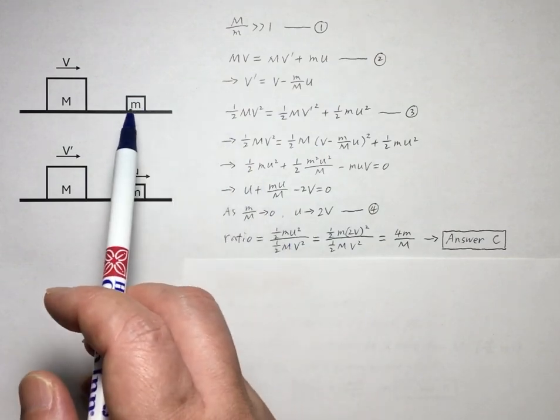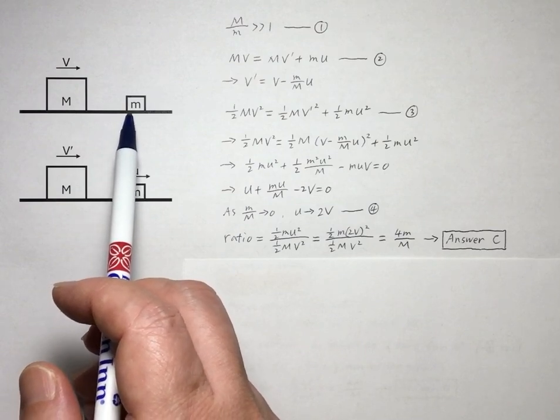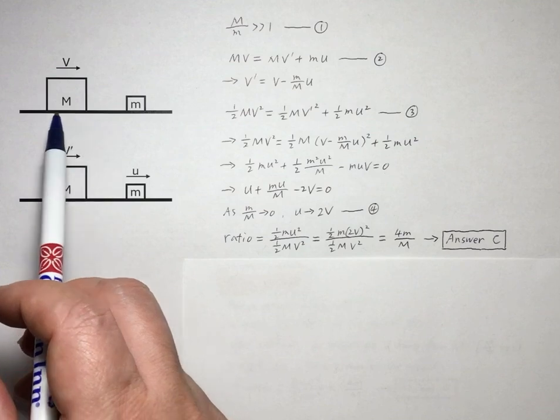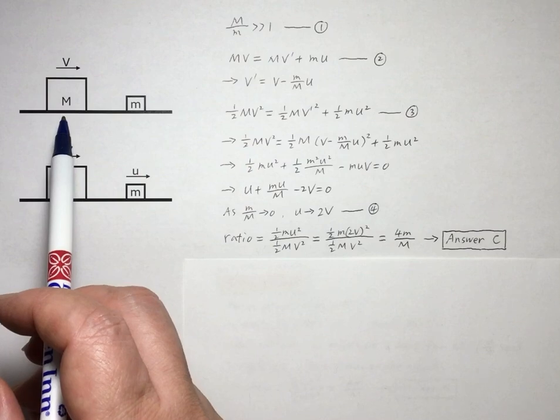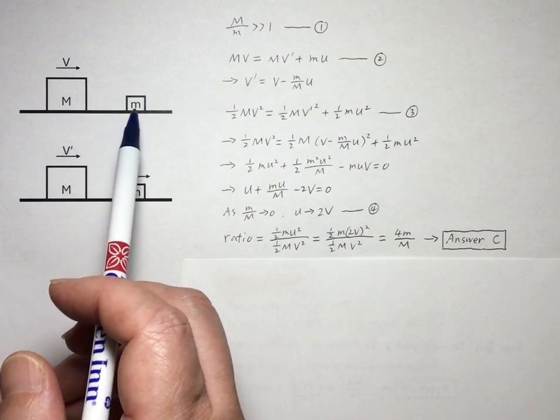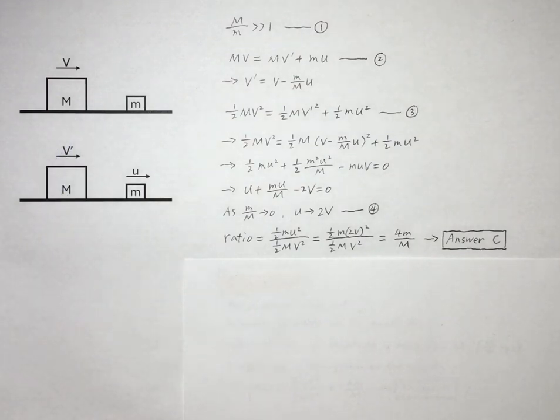So we have a lighter object with mass lowercase m that is initially at rest, and we have a heavier object with mass of capital M that collides elastically with the smaller object. We want to find out what is the approximate maximum fraction of the heavier object's kinetic energy that could be transferred to the lighter object. This is a very classical collision question.